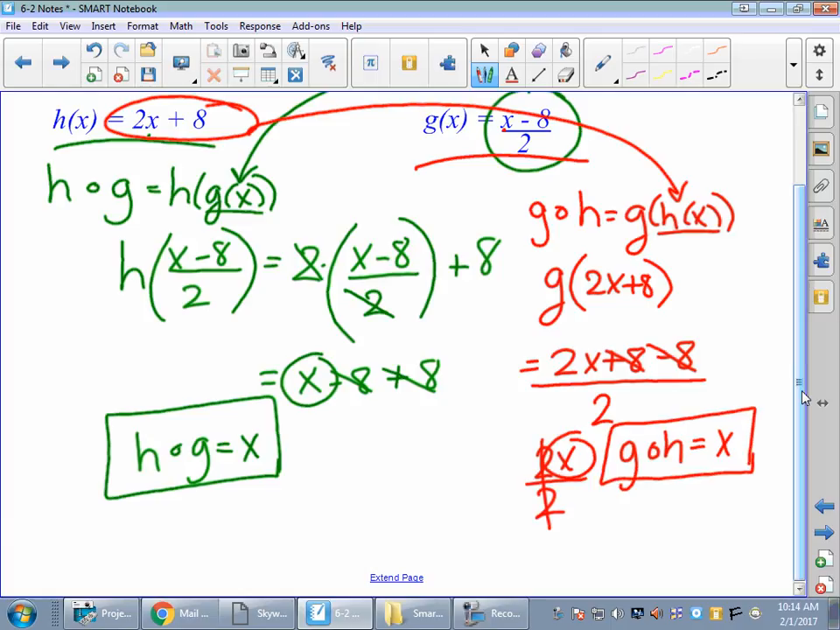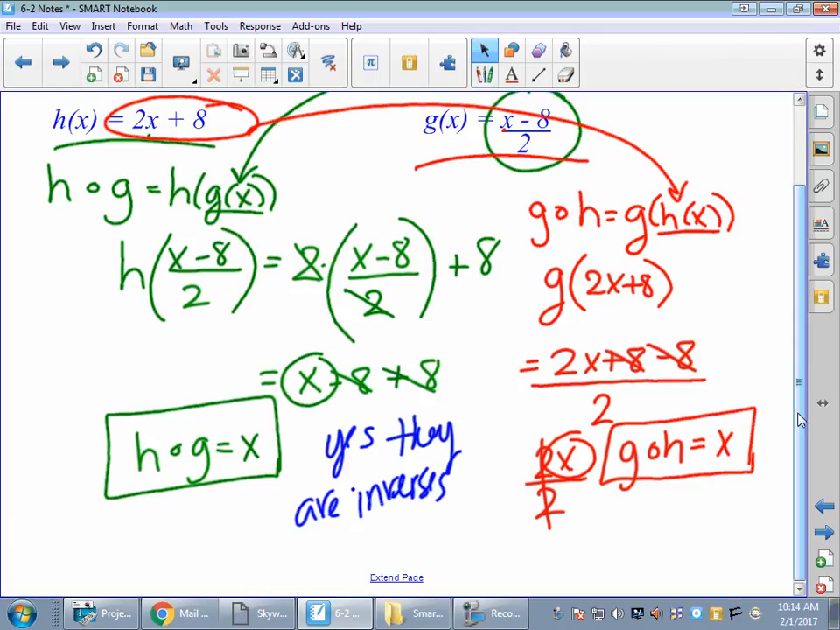So because that happened, the answer to the question that was asked, are these inverses? The answer is yes. And I'm just going to put they are inverses so you know what we're saying yes to. The proof is in the compositions. So the most work you'll have to show is 2 compositions. The least amount is if you get one of them not to equal x, then you can say no.